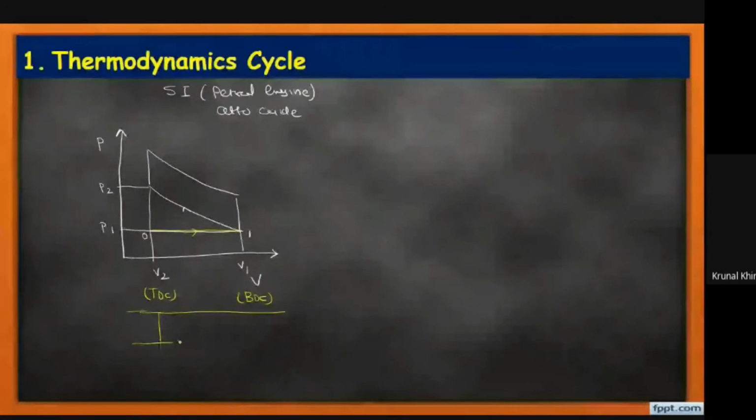We just show the piston. This is the clearance volume. Here we have this valve. We also have the spark plug. O to 1 is a suction, so the piston is moving from top to bottom. It is a suction stroke.